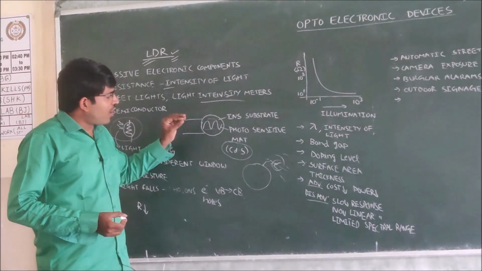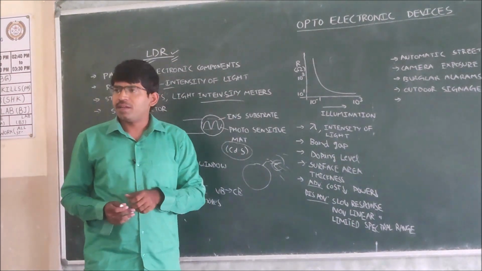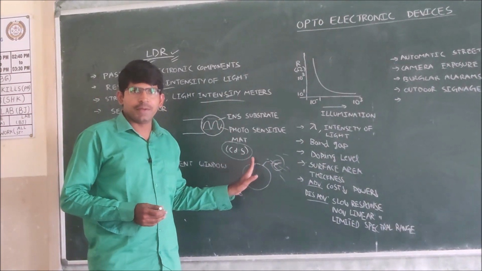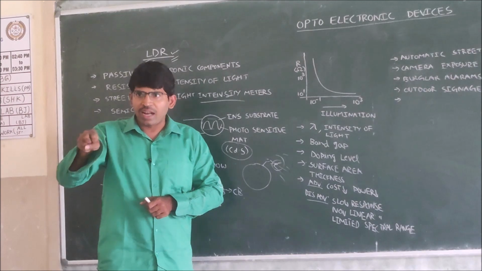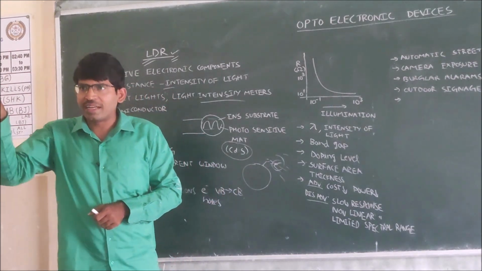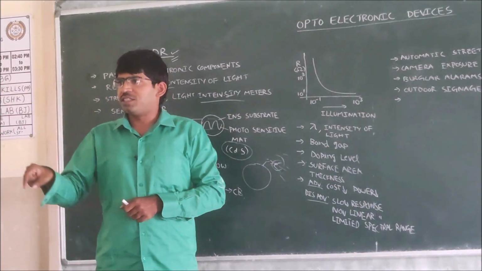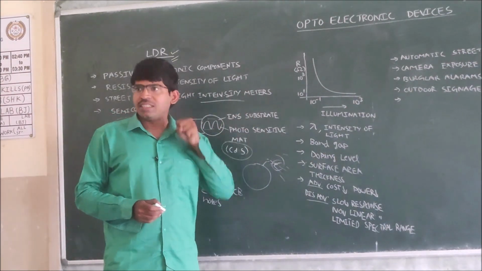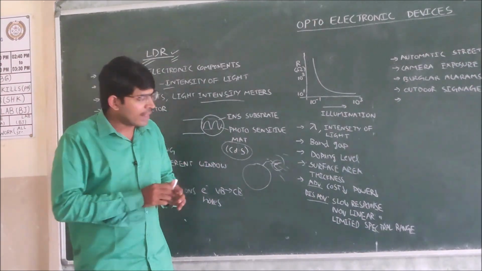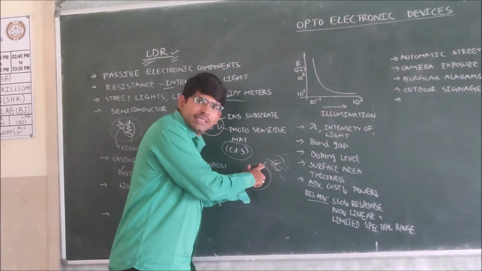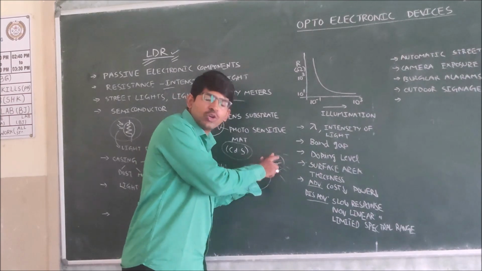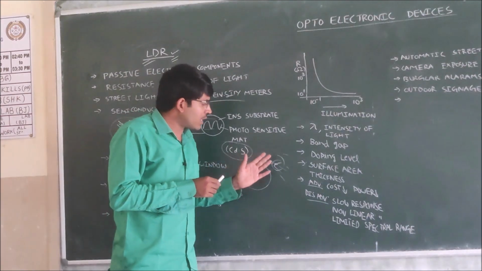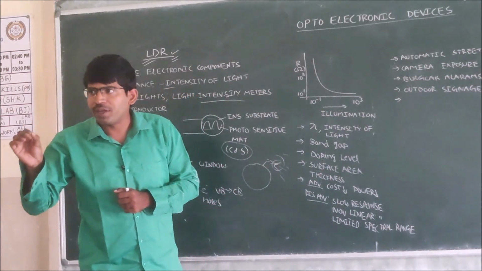When the light is falling on the semiconductor material, the electrons are revolving in the last orbit. Because of this light, which has particle nature and wave nature, because of this energy, the light energy, the electrons are being excited from the last orbit to out of the atom. They are coming out of the atom. And these electrons we are calling free electrons.